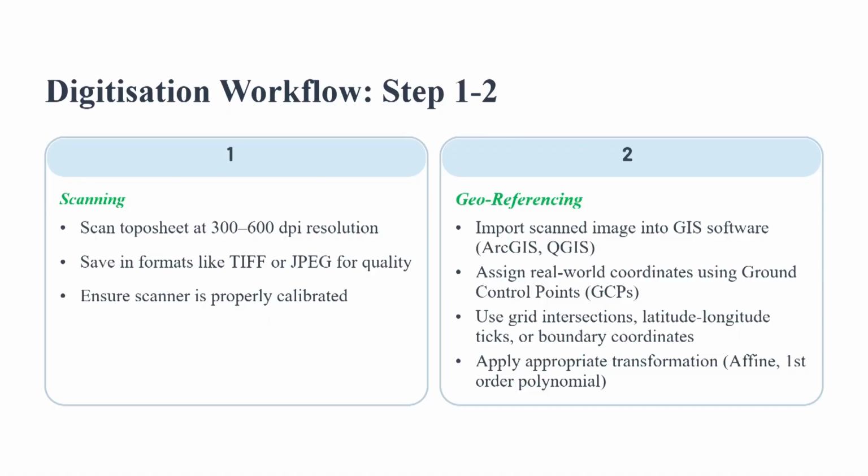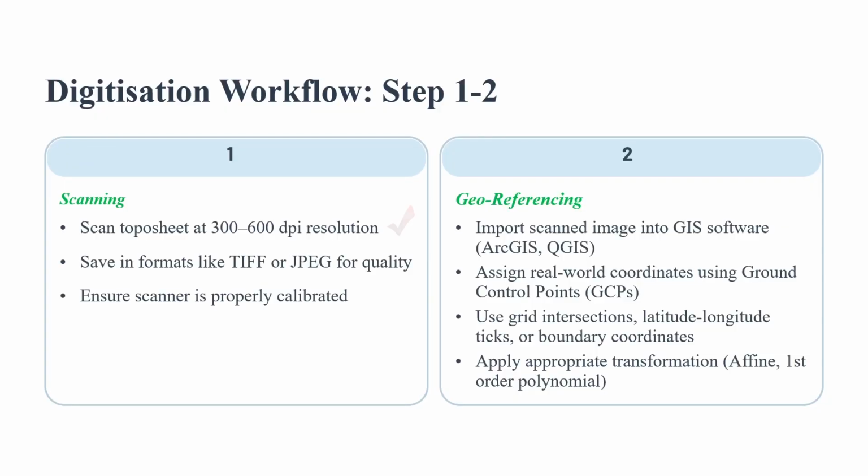We already saw that, three steps. So, what are the steps we follow for digitization? First, we have to scan the topo sheet. For that topo sheet, we have to give a high resolution, then only we can see it clearly. So, a resolution of 300 to 600 or 700 dpi is advisable; that is very important for the scanning.